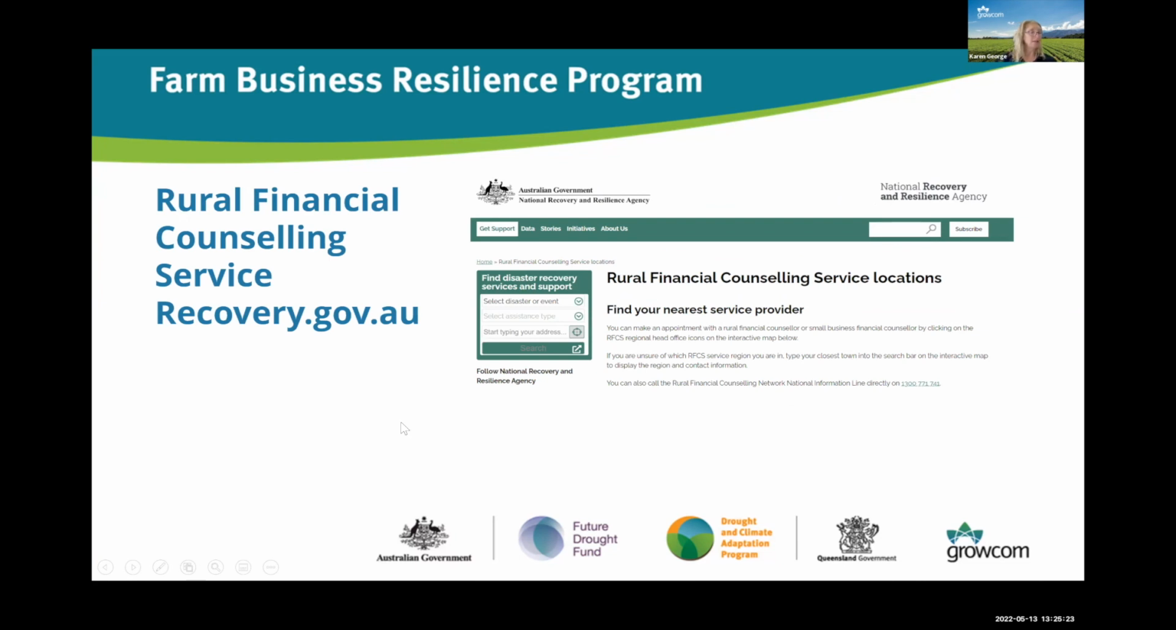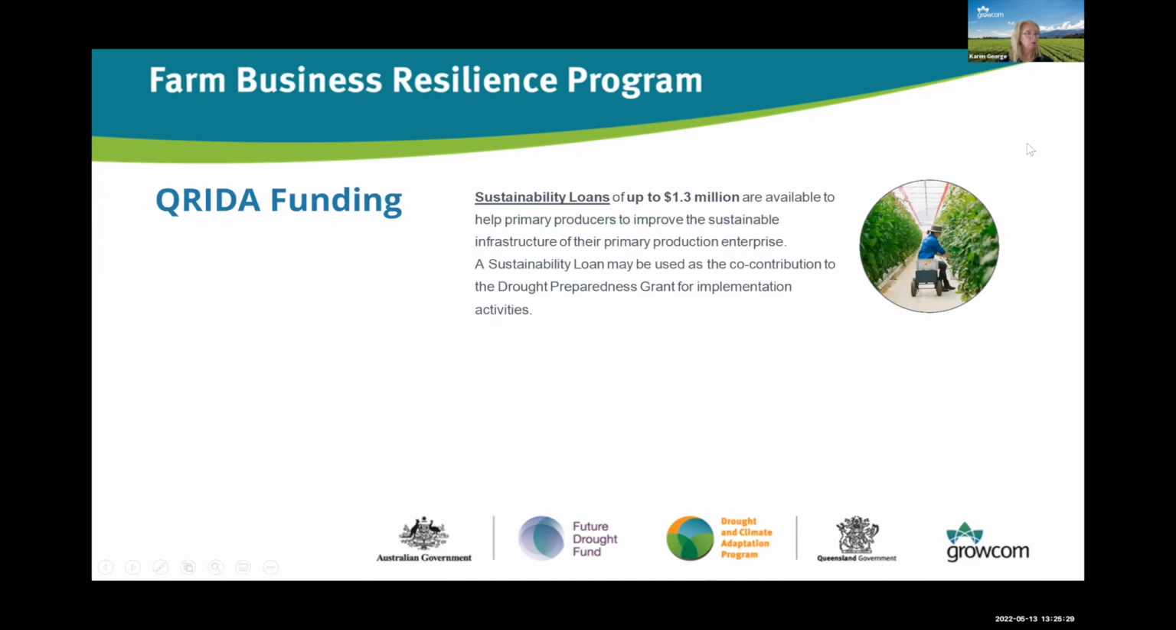Oh, here we go. The sustainability loans. As you know, QRider have quite a few different loans that you can apply for. The sustainability loans are up to $1.3 million. They do have different eligibility to the drought loans. So when you look through the guidelines, you'll see that there are qualifications in assessing your ability to get further funding from private financial providers, unlike the drought ones. But something I'd like to point out here is if you can actually access a QRider sustainability loan, you can use that loan as your balance for the $50,000 grant that we mentioned earlier.